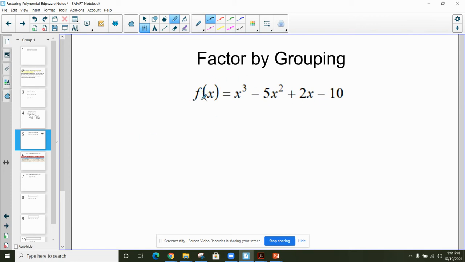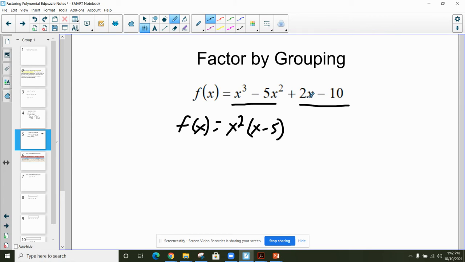So for factor by grouping to work, you divide this into 2 even groups. If there are 4 terms, you divide it into 2 groups of 2. You look at the first 2 terms, and then the last 2 terms. You look at the first 2 terms and ask, what do those 2 have in common? We're just taking out a GCF, a greatest common factor, of these first 2 terms. They both have an x squared, so I'm going to factor out an x squared. X squared times x is x cubed, and x squared times negative 5 is negative 5x squared.